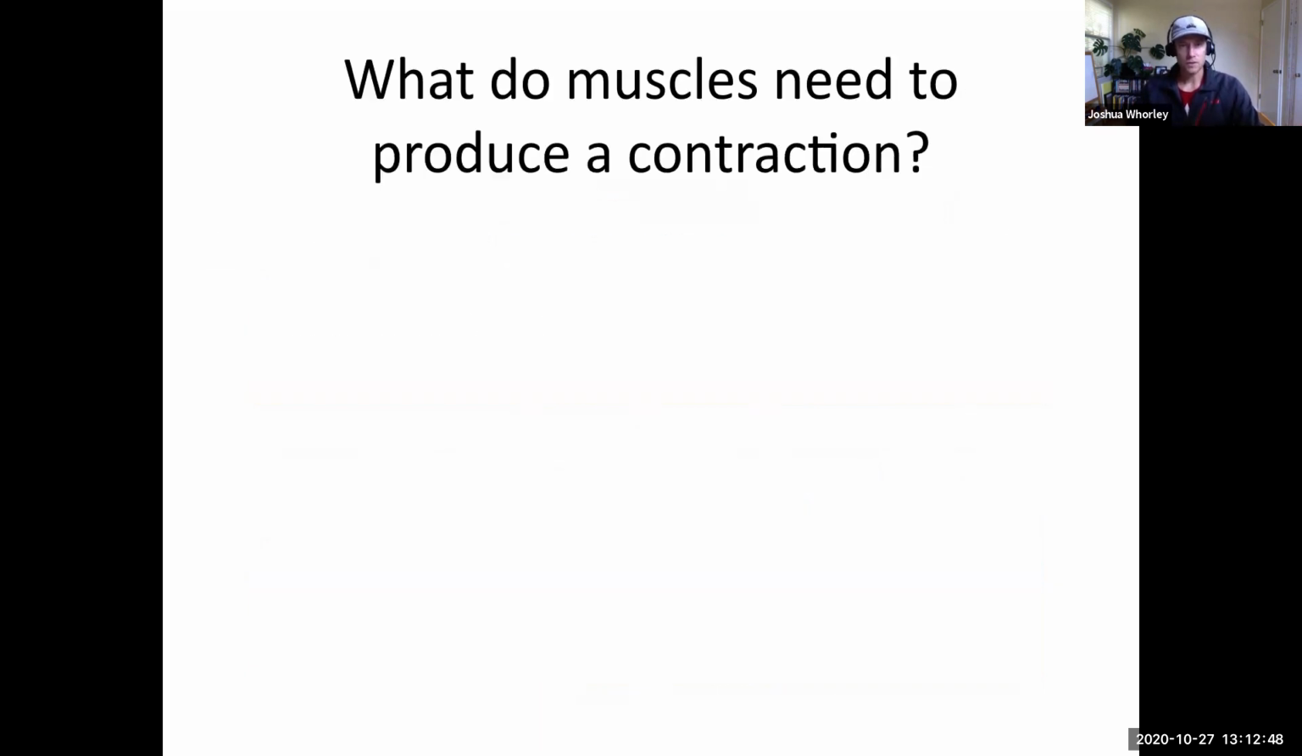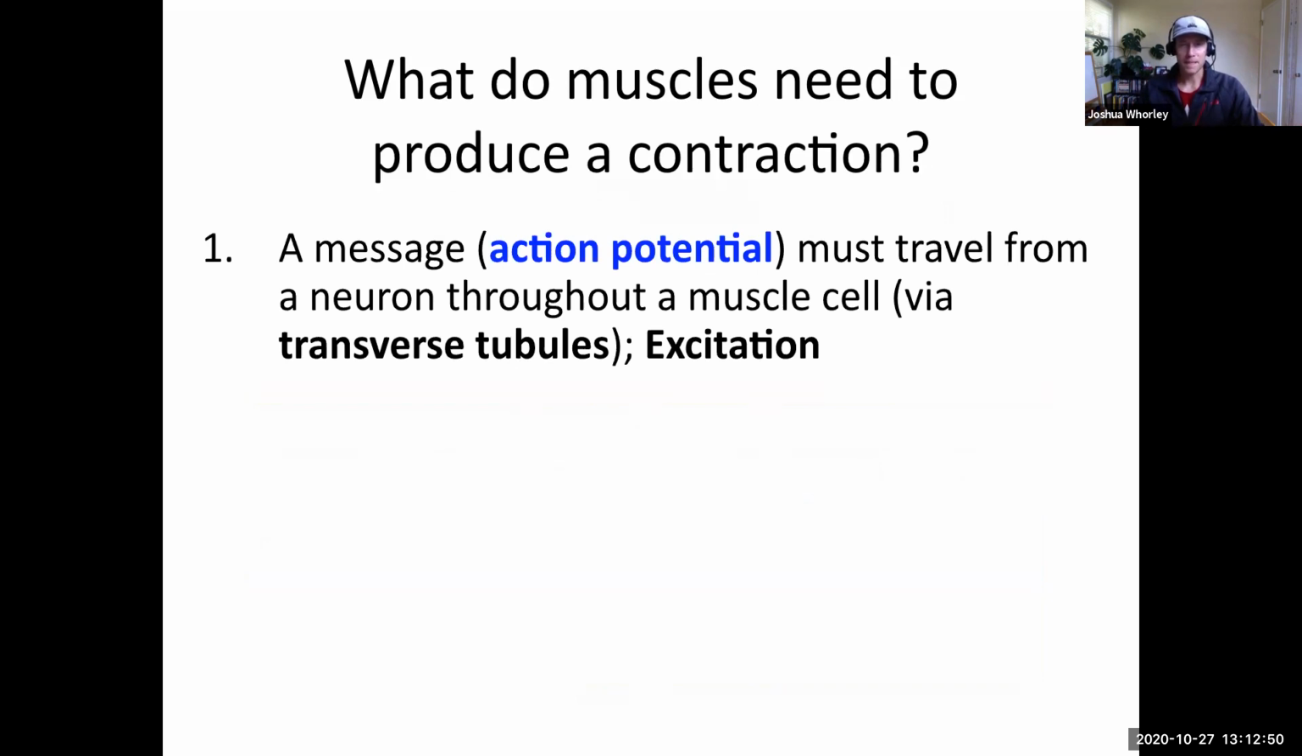Okay, so what do muscles do to produce a contraction? Well, I keep talking about how a neuron has to send a signal to a muscle cell, has to propagate a message to a muscle cell. That message is called an action potential. And we're going to talk a lot more about action potentials, because it's the way that all neurons communicate with any cell that they come in contact with. They rely on action potentials to move a message along themselves.